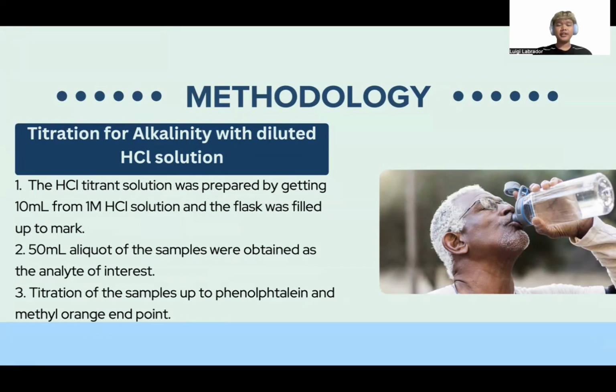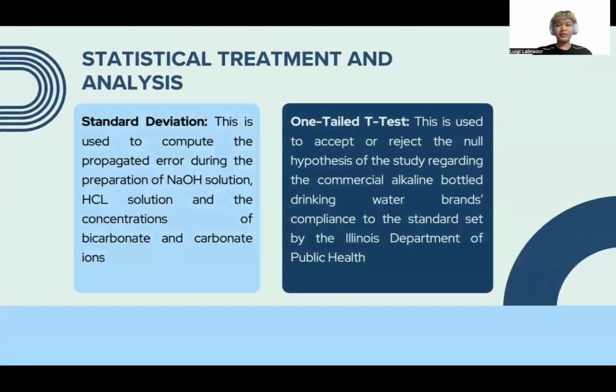The phenolphthalein endpoint is how we compute for the sodium hydroxide concentration. And for our real goal, the methyl orange endpoint is very helpful since it computes for the bicarbonate and the carbonate concentrations. With all of that being said, we can now compute for the bicarbonate and carbonate concentrations, and we can get into classifying our water due to their mineral content and also determining their carbonate alkalinity. But before that, we need to discuss our statistical treatment and analysis.